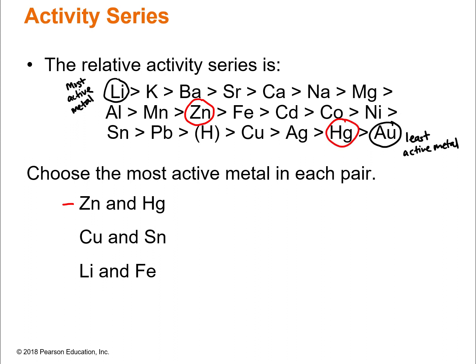The one that comes first is the one that's the most active. That would be zinc. We'll do the second one in orange. We've got copper and tin. Here's copper. Here's tin. Tin comes first. So it is the most active metal in the pair.